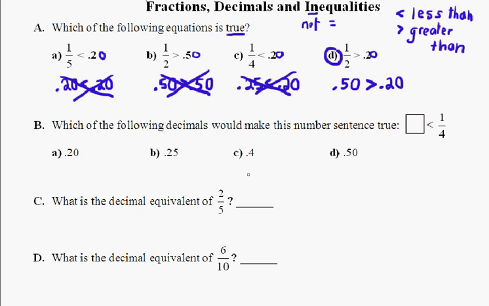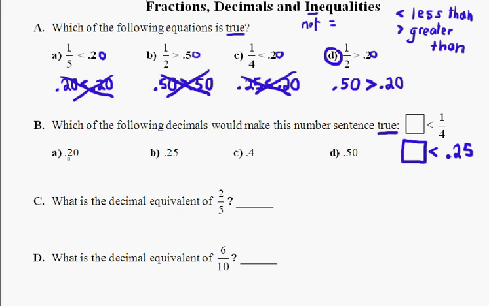Moving on to letter B. Which of the following decimals would make this number sentence true? Okay, so I see a bunch of decimals. I see a number sentence there, and I see the less than sign. So something is less than 1/4. Again, I like converting my fractions into decimals, so less than 1/4 as a decimal is 0.25, like a quarter, only shorter. So now I have something is less than 25 cents. Well, let's plug in each of them and check.